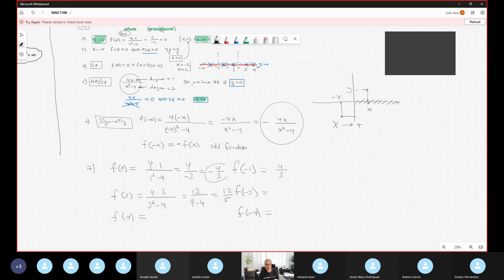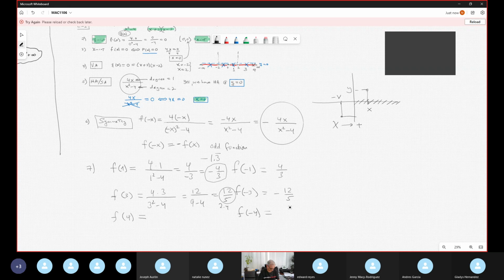So in this case, it's 2.4 positive. Maybe the improper fraction is confusing, but you divide and that's it. Of course, this is negative 12 over 5.